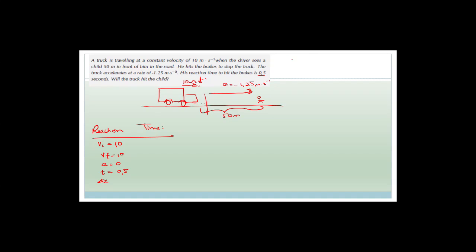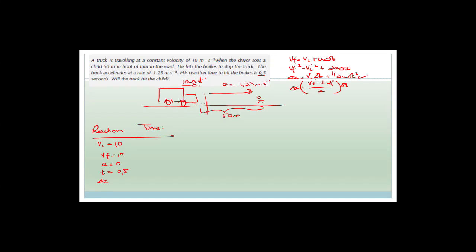So we have VF is equal to VI plus A delta T. VF squared equals VI squared plus 2A delta X. Delta X equals VI delta T plus a half A delta T squared. And delta X is equal to VI plus VF over 2, times delta T. So what have we got? We've got VI and VF and delta T, and we want delta X.